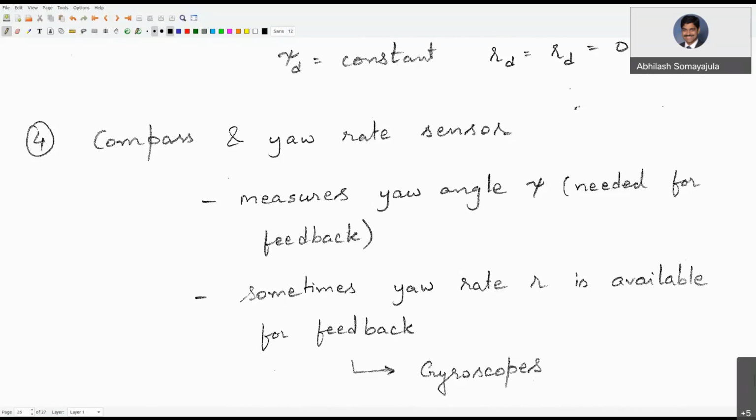With respect to yaw, that can either come from a compass, that is what was traditionally used. Since thousands of years ago, magnetic compasses have been around. But in the newer ships, now we have gyroscopes. The gyroscopes do not give us the yaw angle directly, they give us the yaw rate, which can be integrated in order to get the yaw angle.